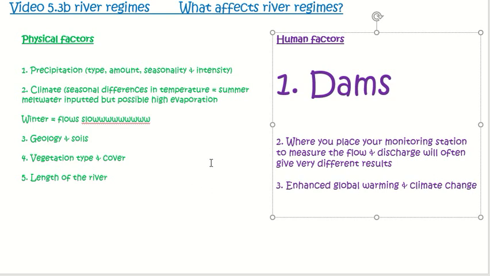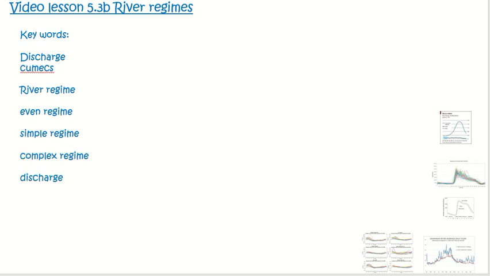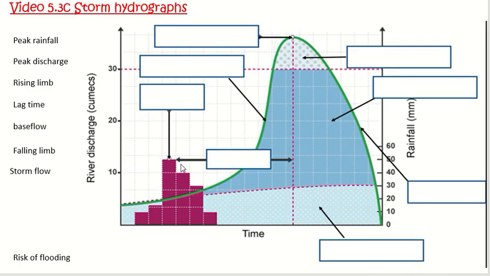And we'll look at that a little bit later on, alright? Whereas river regimes are all about what affects the flow and discharge of rivers over the course of a year, a storm hydrograph is more concerned with a day-to-day, more short-term basis. The definition of a storm hydrograph is that it shows how the discharge of a river changes over time in response to a storm event, or a rainfall input, if you like.